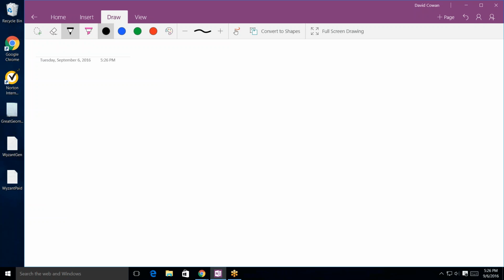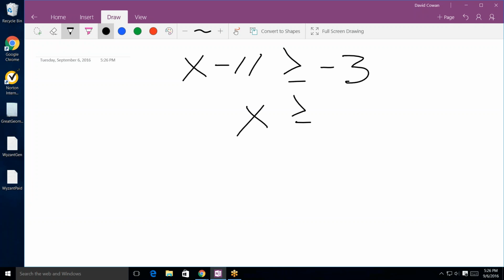Okay, what else? Is it possible to check all the numbers in the solution set of an inequality? When you solve the inequality x minus 11 is greater than or equal to negative 3, which numbers can you check to verify your solution? Negative 3? Okay. Well, first of all, what's the answer? Let's solve for x. x is greater than or equal to 8.